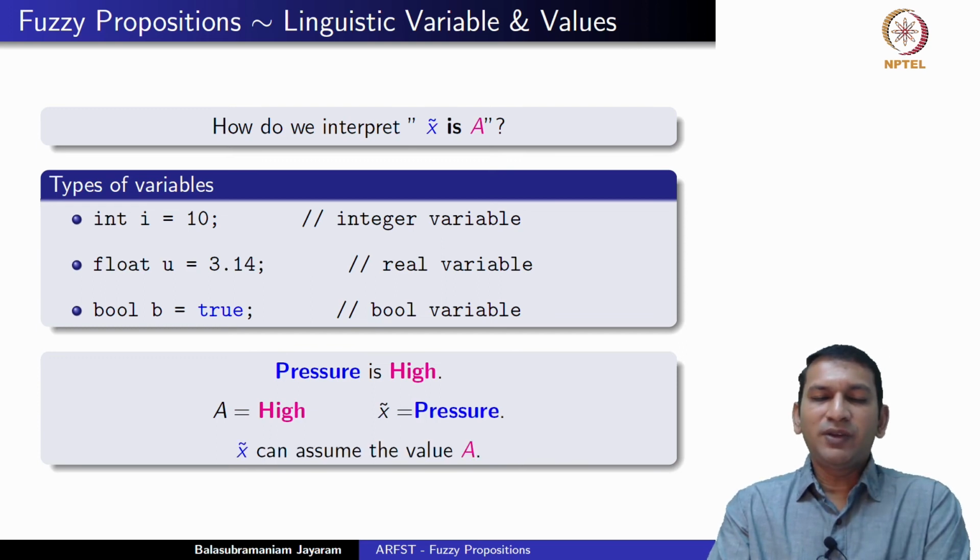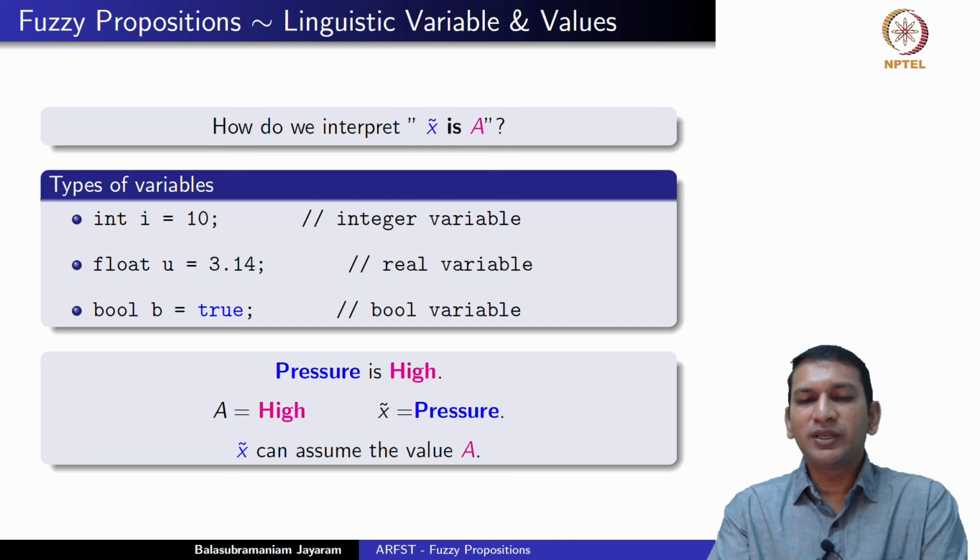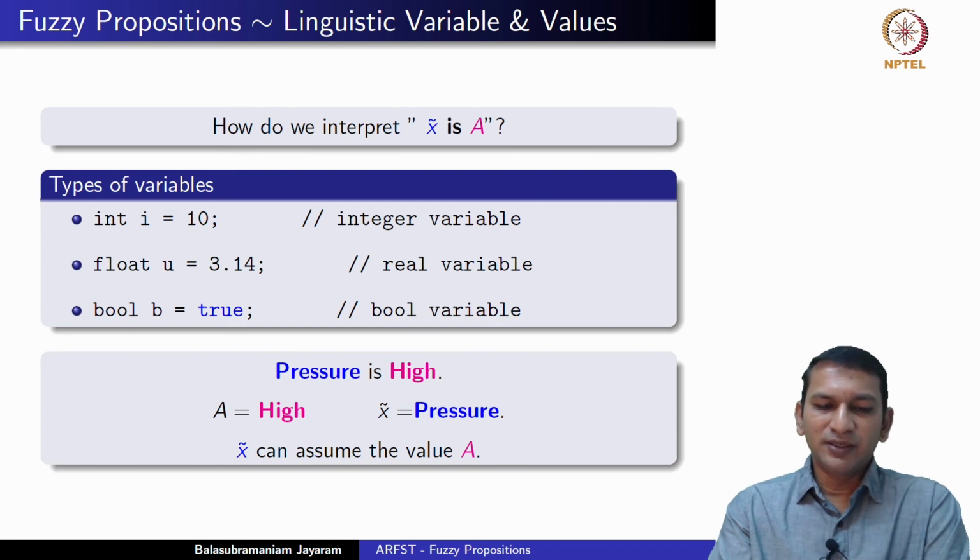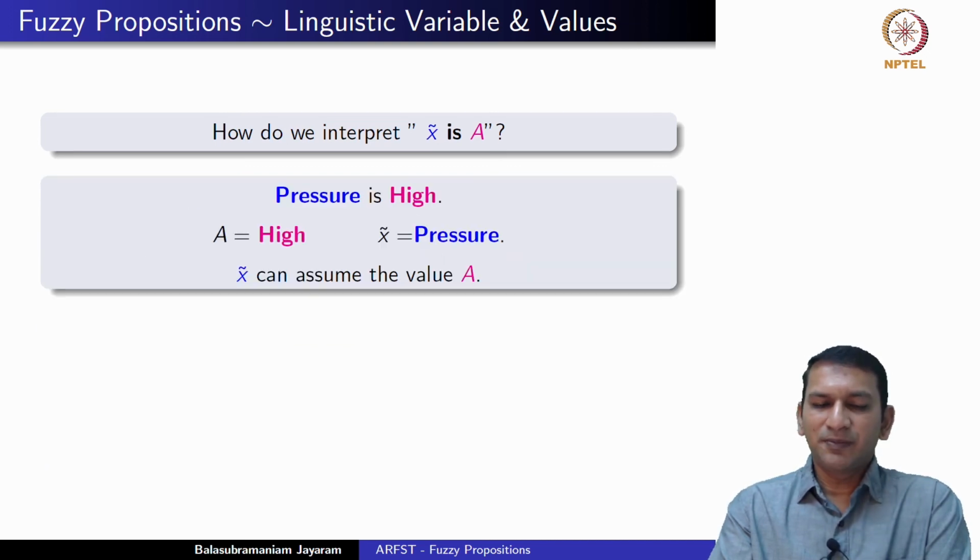Now, what we can interpret this x tilde is A to be is as follows. X tilde can assume the value A. That's all that we are saying. X tilde can assume the value A. So if you were to give such an interpretation, how do we understand x tilde to be? So let's stay with this.